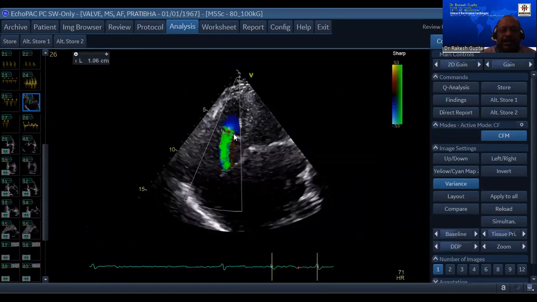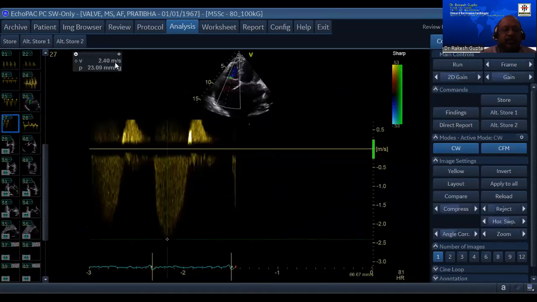Look, this is the TR jet. The vena contracta is 1.06. And you know what is the gradient across this? 2.423. Approximately, we should expect a gradient of 30 millimeters of mercury, peak gradient in severe aortic stenosis.